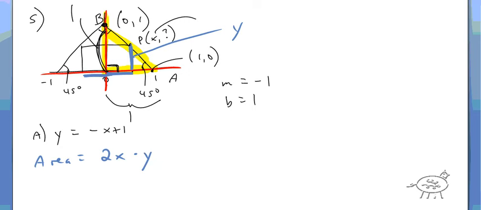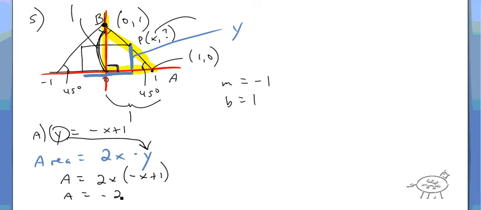So anyway, my area comes out to be, if I substitute this in, 2x times -x plus 1. So area is equal to -2x squared plus 2x. All right? And okay, that's it for B: express the area in terms of x. C is, what is the largest area the rectangle can have and what are its dimensions?